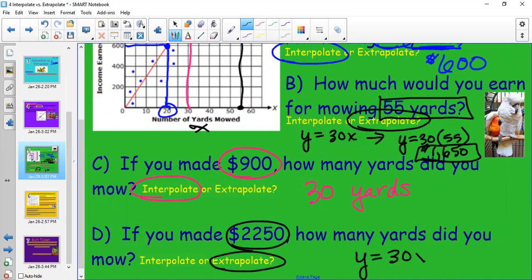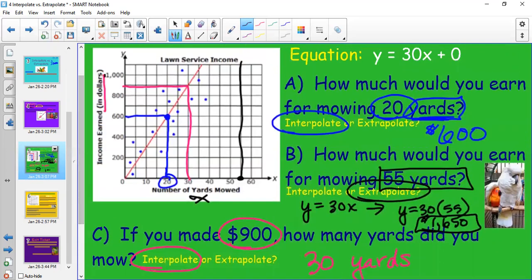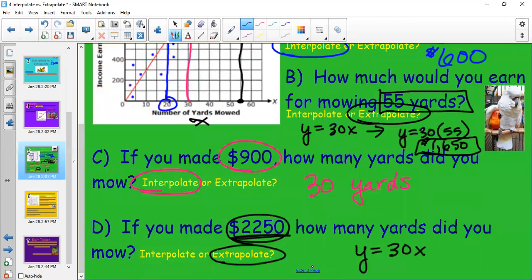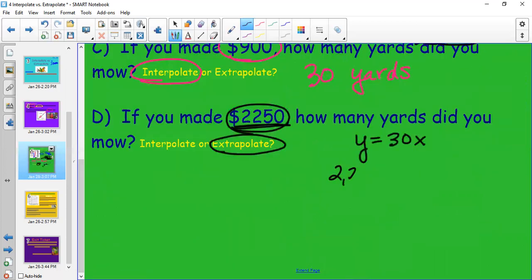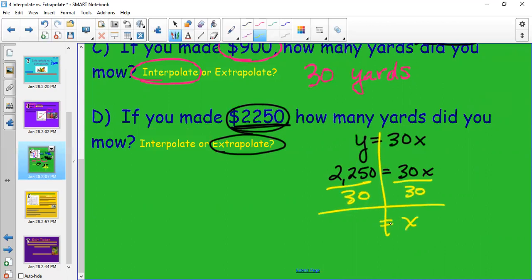Y equals 30x. Dollars is our income, that's our y-axis. So this time, I plug in $2,250 for y, and I have to solve this equation for x. To solve that equation, I would divide by 30 to get our answer. Again, use a calculator to make your life a little easier here. 2,250 divided by 30 gives us 75 yards. And that would have been our answer for that one.